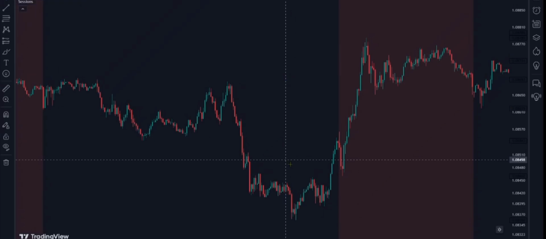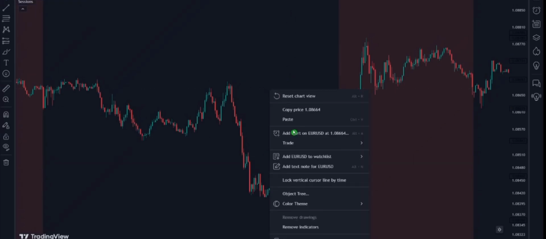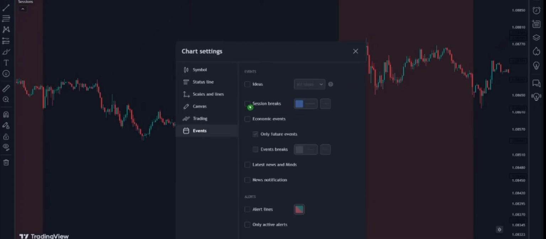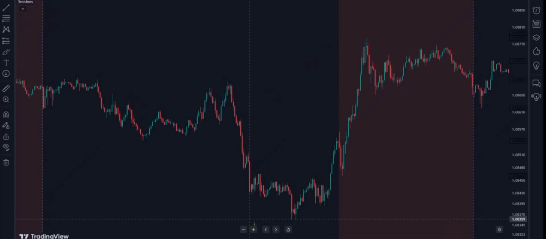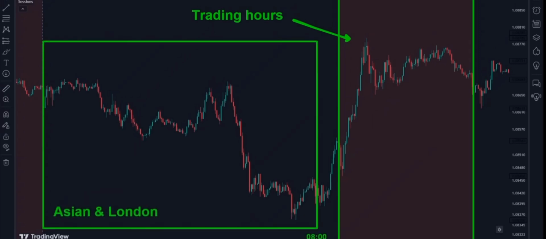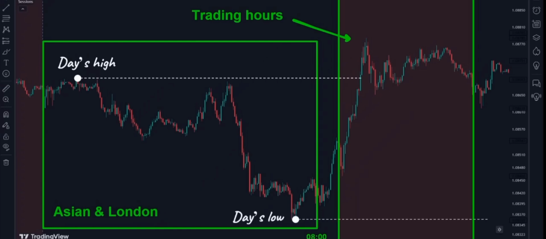We also need to enable the period separator on the TradingView platform. Right-click on the chart and click on Settings. From the Events tab, select Session Breaks. Vertical lines dividing each day will now appear on the chart. Here, the red box indicates the time of day we will look for trading opportunities. The blue lines separate each trading day, and the empty space represents the London and Asian sessions. The high and low of the day during the London and Asian sessions is extremely important in the Silver Bullet strategy, which we will discuss later.